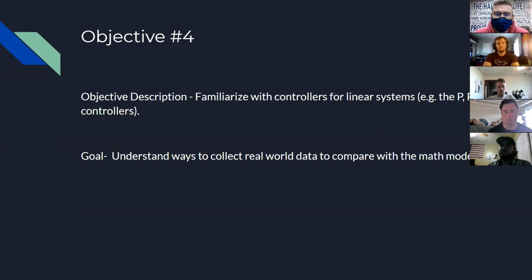The fourth objective was to familiarize ourselves with controllers for linear systems, like P and PI controllers. So our goal for this was to understand ways to collect real world data to compare with the math model, like coming up with different testing methods to get data for our project.